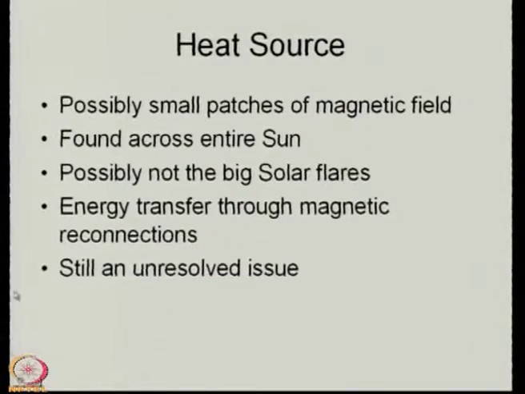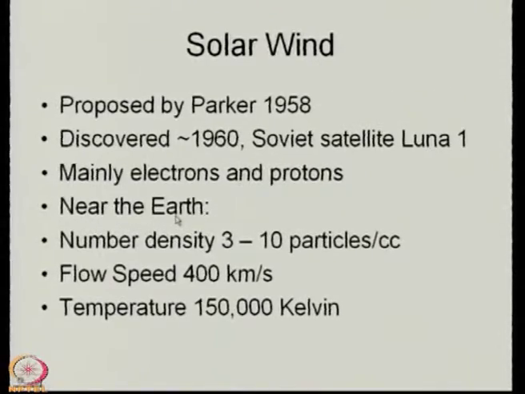So, the flares also do carry out energy from the sun, but it is now believed that these solar flares, which are seen only during the active period of the sun and do not occur during the passive period of the sun, are not the source. The source is possibly these small patches of magnetic field. Anyway, the general picture is that it is transmitted to the plasma through magnetic forces, through the reconnection of magnetic fields. But it still remains an unsolved issue. Okay. For our purposes, let us not bother about it.